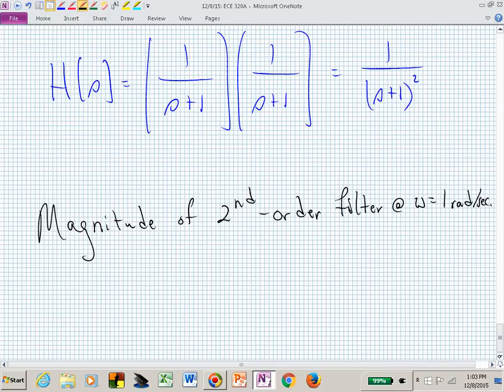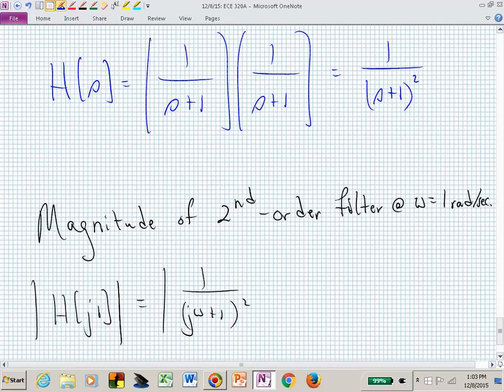And we can numerically compute that. We have H of j1. That's now just 1 over j omega plus 1 squared, where we are now replacing omega with 1.